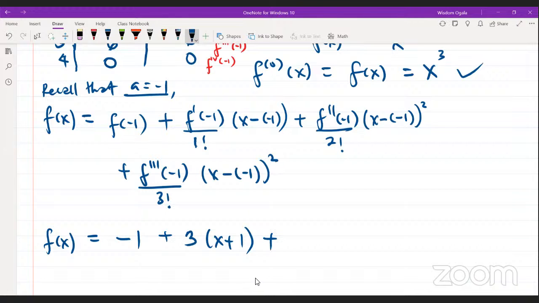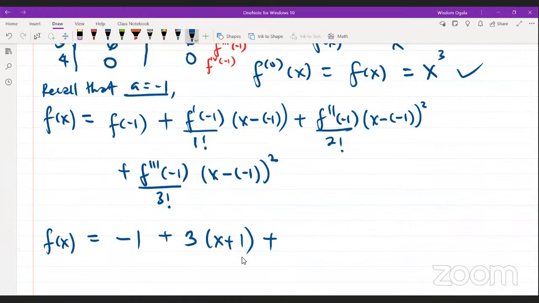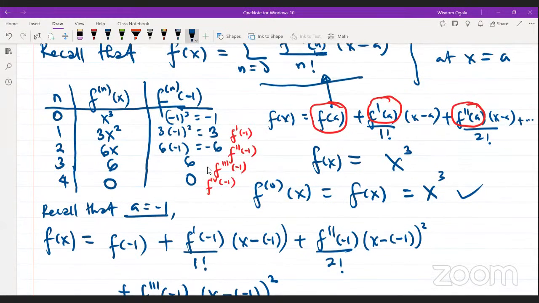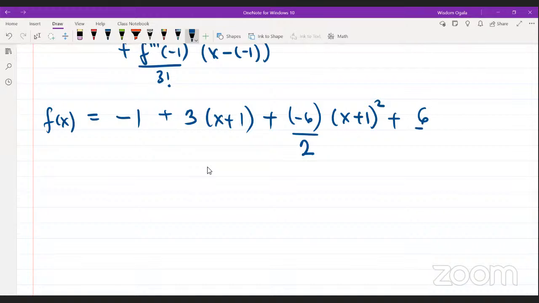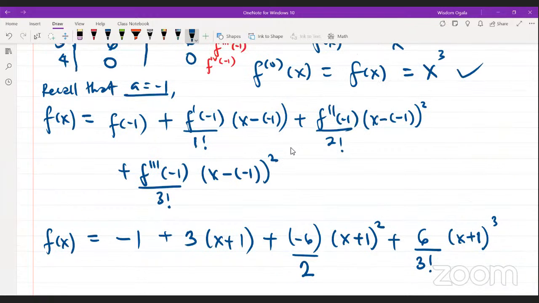Plus, what is f double prime of -1? F double prime of -1 is -6. I'm going to come right here and put -6. 2 factorial is 2. Then you do have a x plus 1 squared. Plus, what is f triple prime of -1? That guy is 6. So I'm going to come right here and put a 6 divided by 3 factorial, x plus 1 cubed. This should be a cube, guys. Sorry about that.